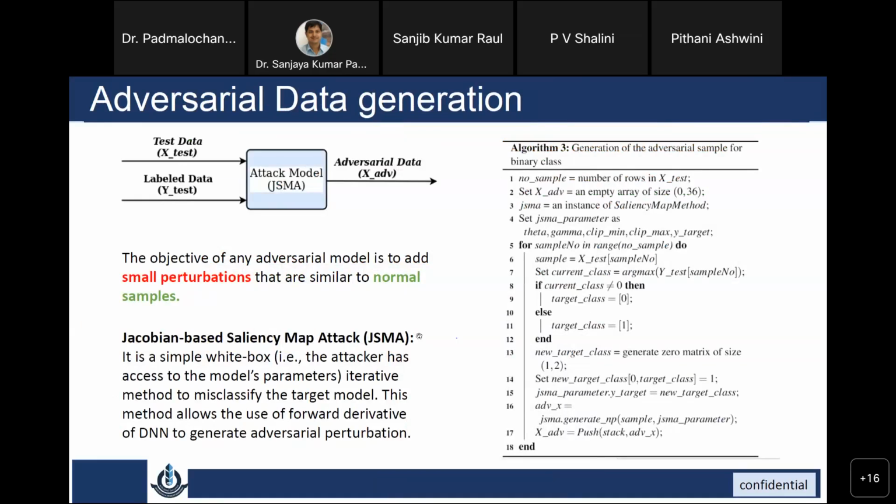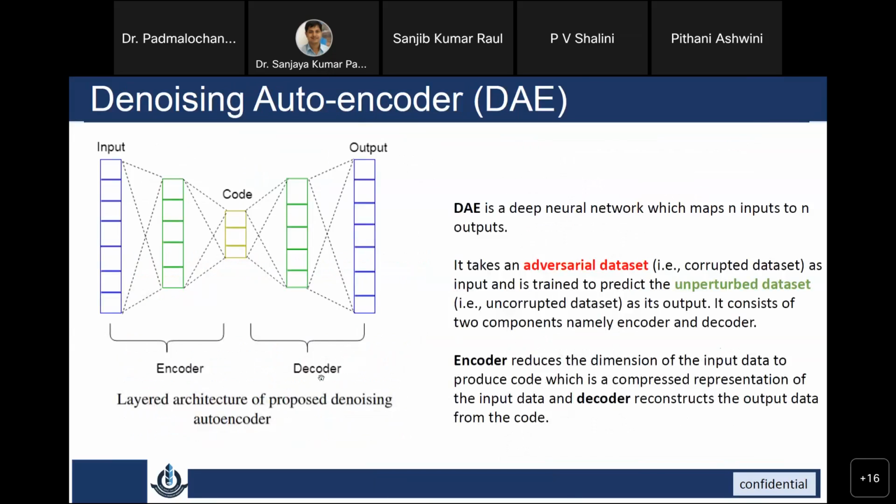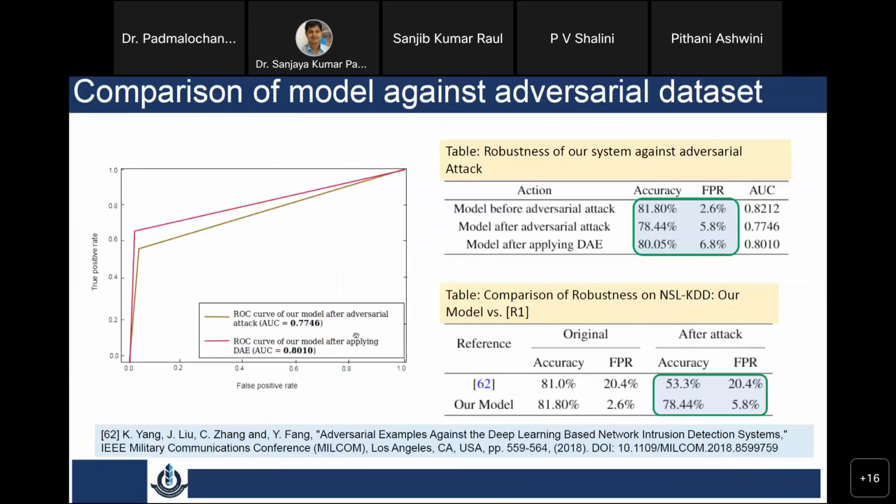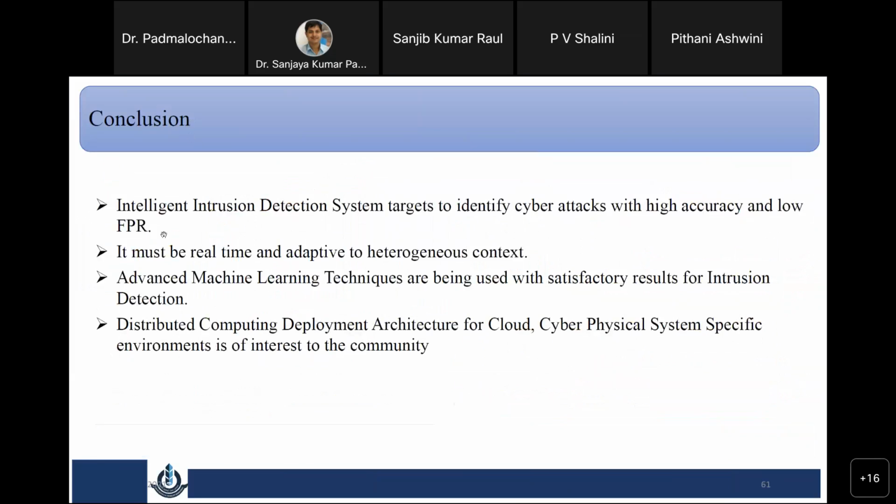Okay, so the JSMA technique we have used for generating the adversarial data. And we have used a denoising autoencoder here for improving the training using the adversarial dataset. Okay, with this, I would like to stop here.